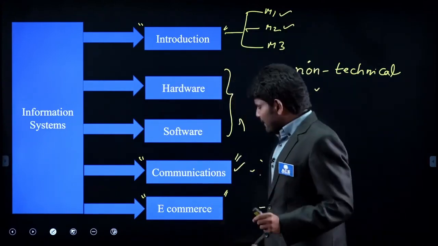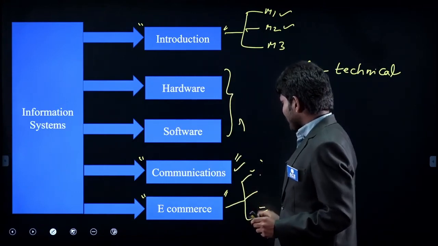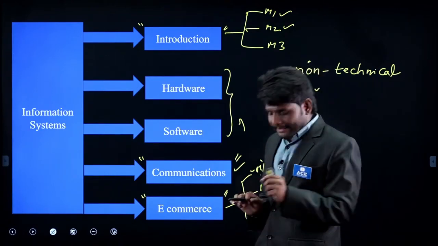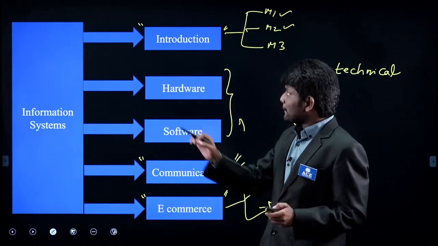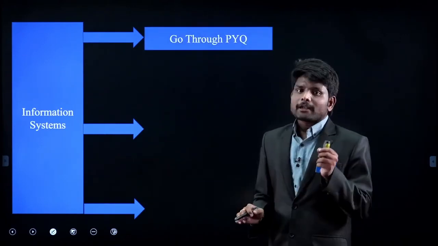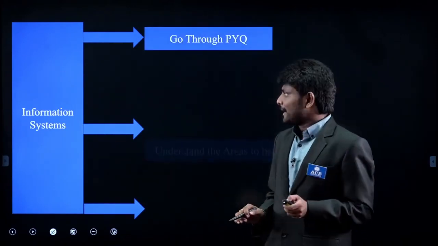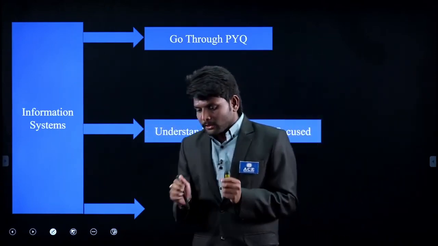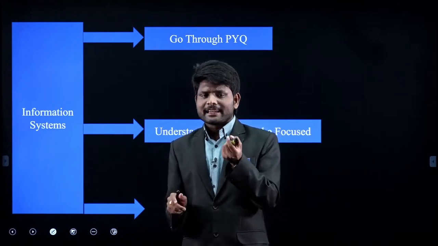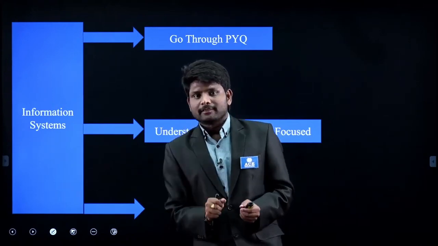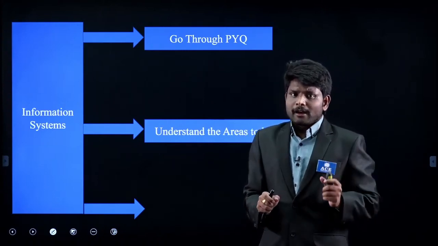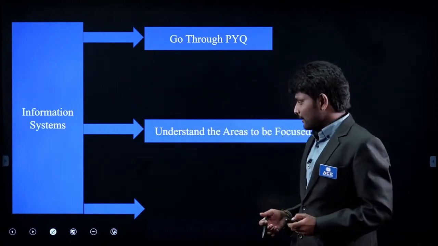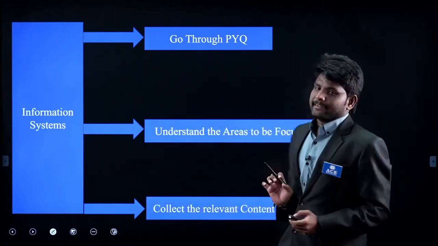Then you will go through the previous year questions of e-commerce. Here also you will list out the topics, okay? Major topic 1, topic 2, topic 3. Fine? In this way, after analyzing the previous year questions, you will understand what areas are to be covered. Understand the areas to be focused on in the syllabus. The syllabus is not specific. It is so generic. They are mentioning it in a single word. What does the single word mean, or what does it expect you to learn? That you will get to know after going through previous year questions. Then, collect the relevant content and practice.